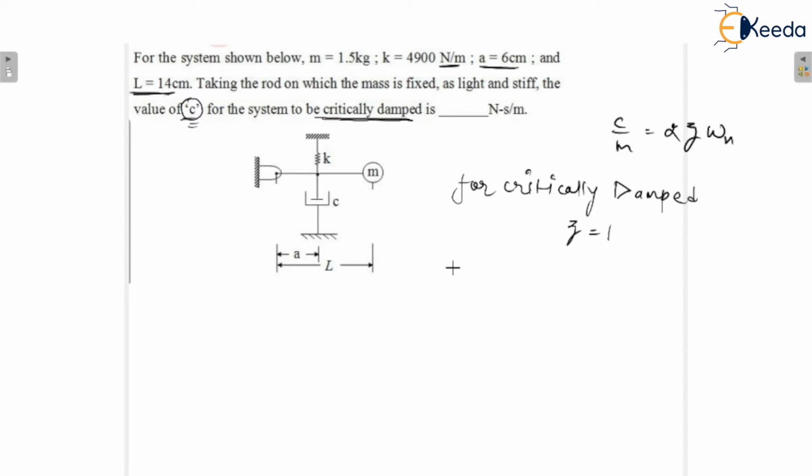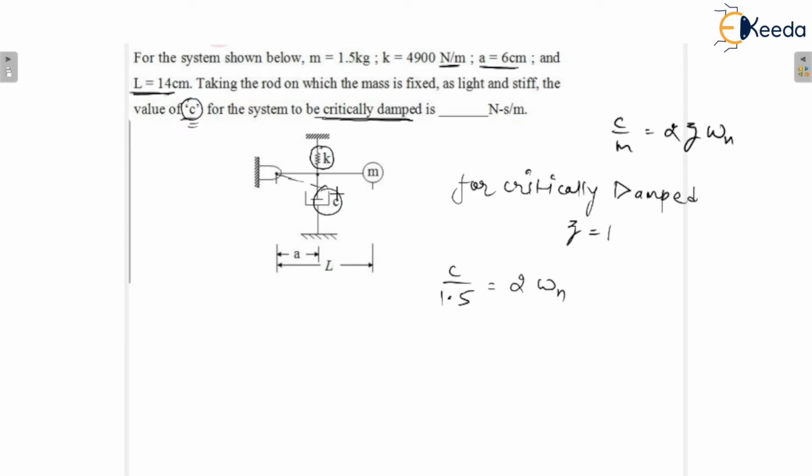So our remaining equation would be C upon 1.5, that is the value of mass, equals 2 omega n. Now, what is the value of natural frequency? Since in this question the spring as well as the damper both are attached, and the mass m is also attached at the end of the rod, we just have to write down the torque equation. So I'm just going to apply the torque method in order to find out the natural frequency.